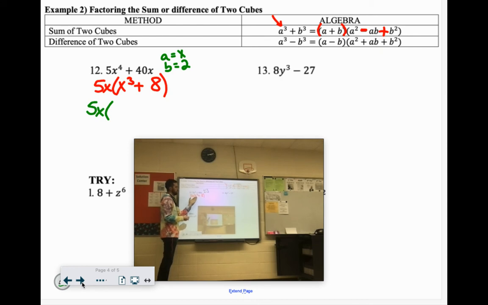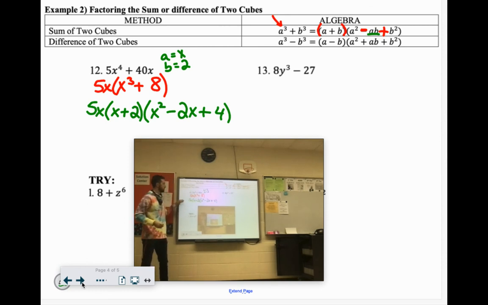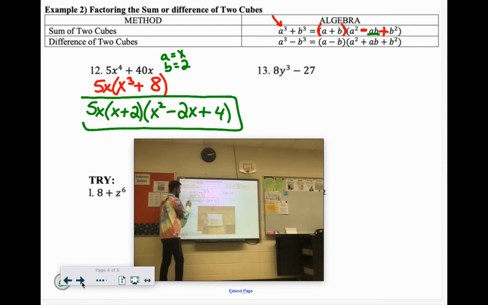So a would be x, the cube root of x to the third, plus b would be the cube root of 8, which is 2. Okay, the last set of parentheses, you do a squared, so x times x is x squared. You change the symbol, so if it was plus, you make it minus. You multiply them together for the middle one. See how it says ab in the formula? So x times 2 is 2x. You always put plus, and then you square the last term. 2 squared is 4. I swear if you multiply these out, you come up with 5x to the 4th plus 40x. It's actually pretty remarkable. So this would be our final answer.